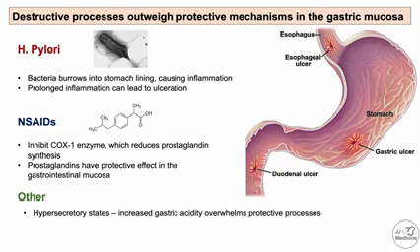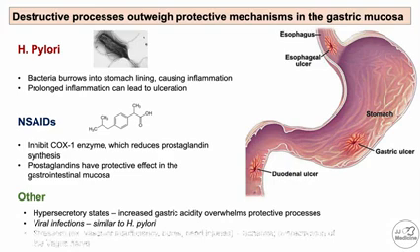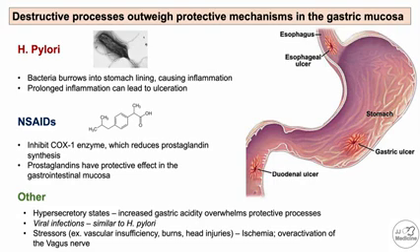These hypersecretory states lead to increased gastric acidity, which overwhelms protective processes. Viral infections like cytomegalovirus, which have similar mechanisms as H. pylori, lead to inflammation within the gastrointestinal lining. So this overwhelms those protective mechanisms, leading to ulceration. And then some other stressors, including vascular insufficiency, burns, and head injuries.